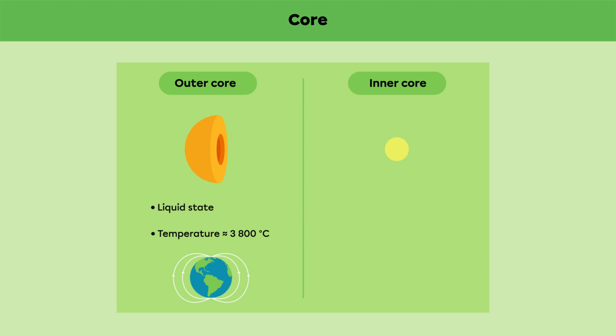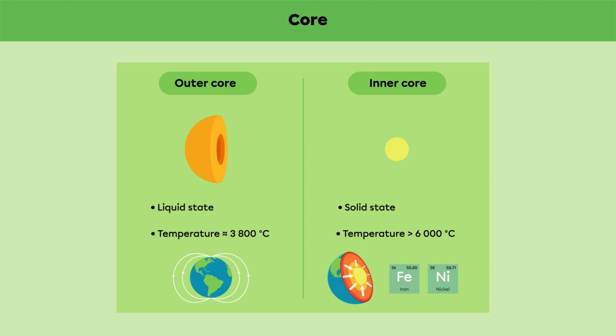The inner core is composed of an alloy of iron and nickel in a solid state. The temperature of the inner core is over 6,000 degrees Celsius. But wait, how can a metal alloy exist in a solid state at such high temperatures? The inner core experiences immense pressure. This pressure maintains the solid state of the iron-nickel alloy, even though the temperature is well above the melting point at normal pressure.